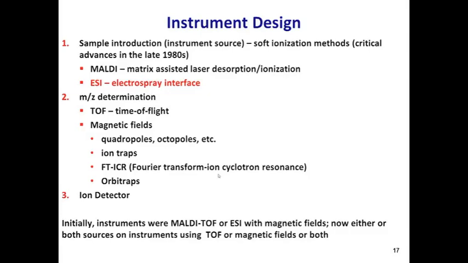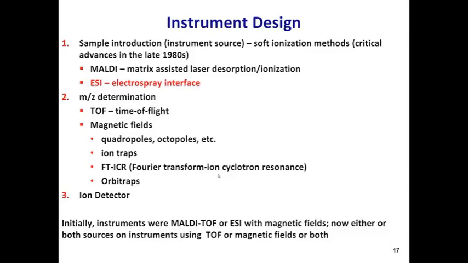Just briefly, instrument design can be divided into three components. I need a method of getting my ions into the mass spectrometer, and this is ESI and MALDI as previously discussed. I then need to separate my ions or have a method of determining the mass over charge, and then I need to detect the ions. Ion detectors are pretty vanilla. They simply tell you, well, do I have an ion here or don't I under this circumstance?